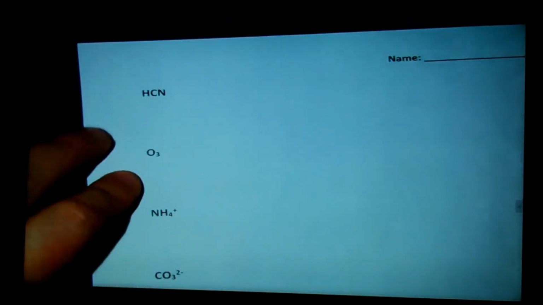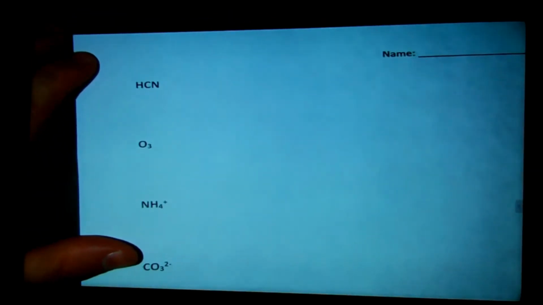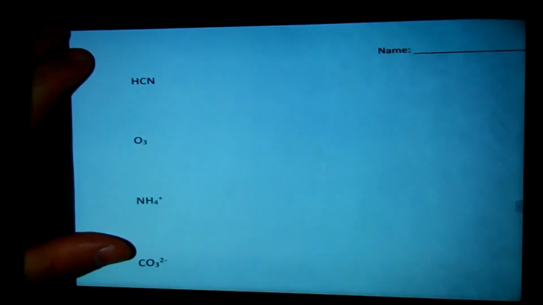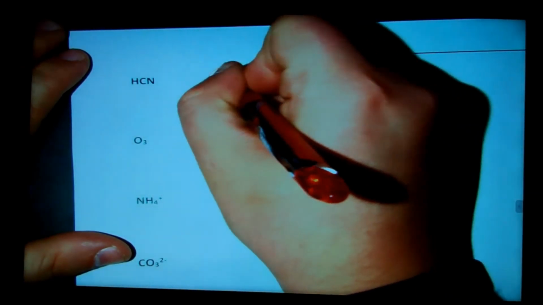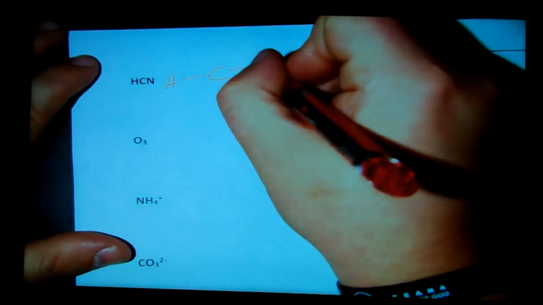So hydrogen cyanide. In this case, find the center atom. The center atom is the lowest electronegative except for hydrogen, so it's got to be carbon. Draw a skeleton. Full octet.